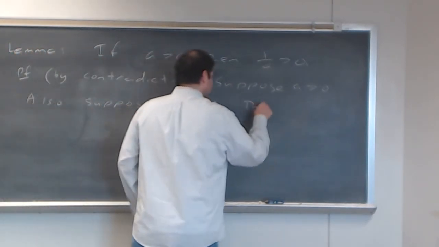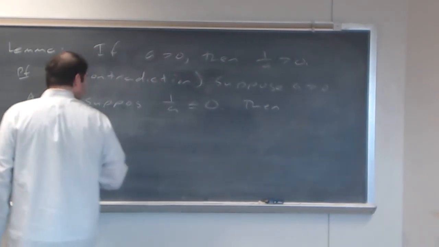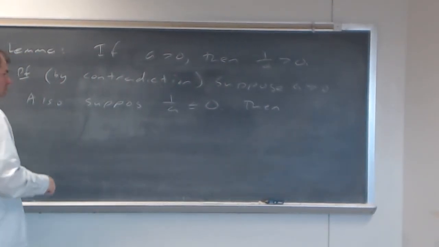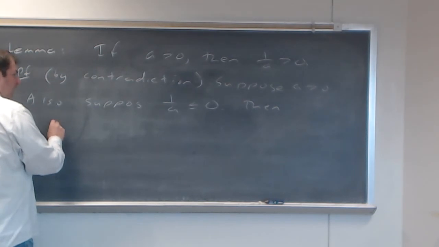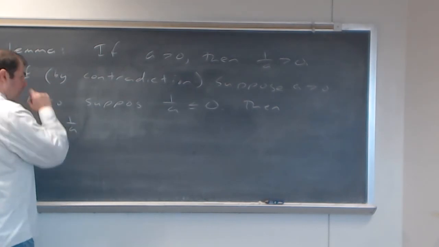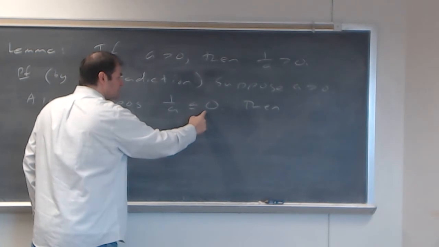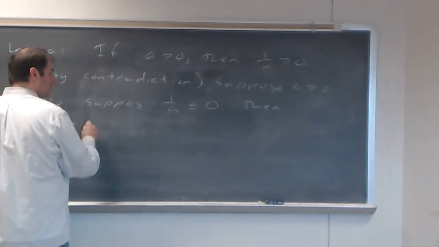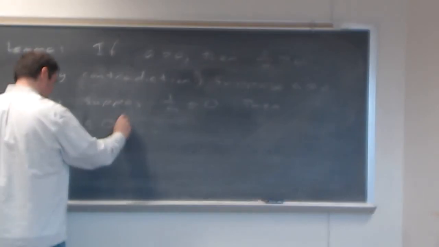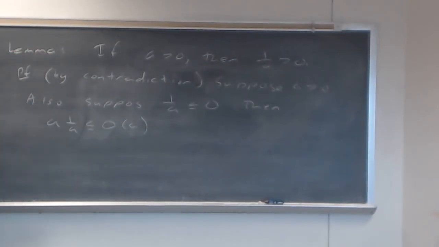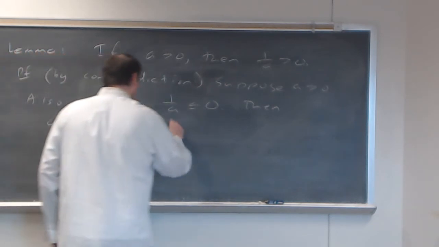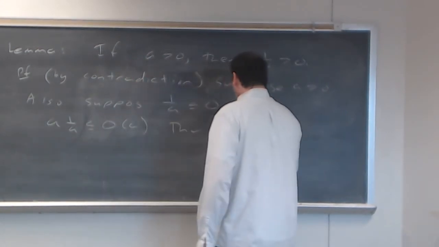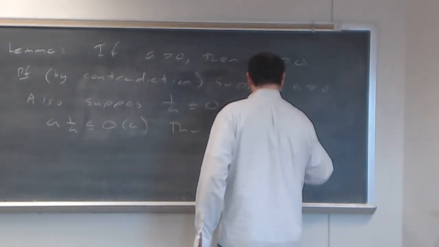Then, and I'm going to skip a few steps here, that's going to imply that A times 1/A, I'm essentially multiplying this side by a positive number. Okay, and I'm going to get this: A times 1/A is going to be less than or equal to 0 times A. Is that okay with everybody? I'm kind of skipping some steps, but this is what we get. Thus, 1 has to be less than or equal to 0. And I know that's a contradiction.